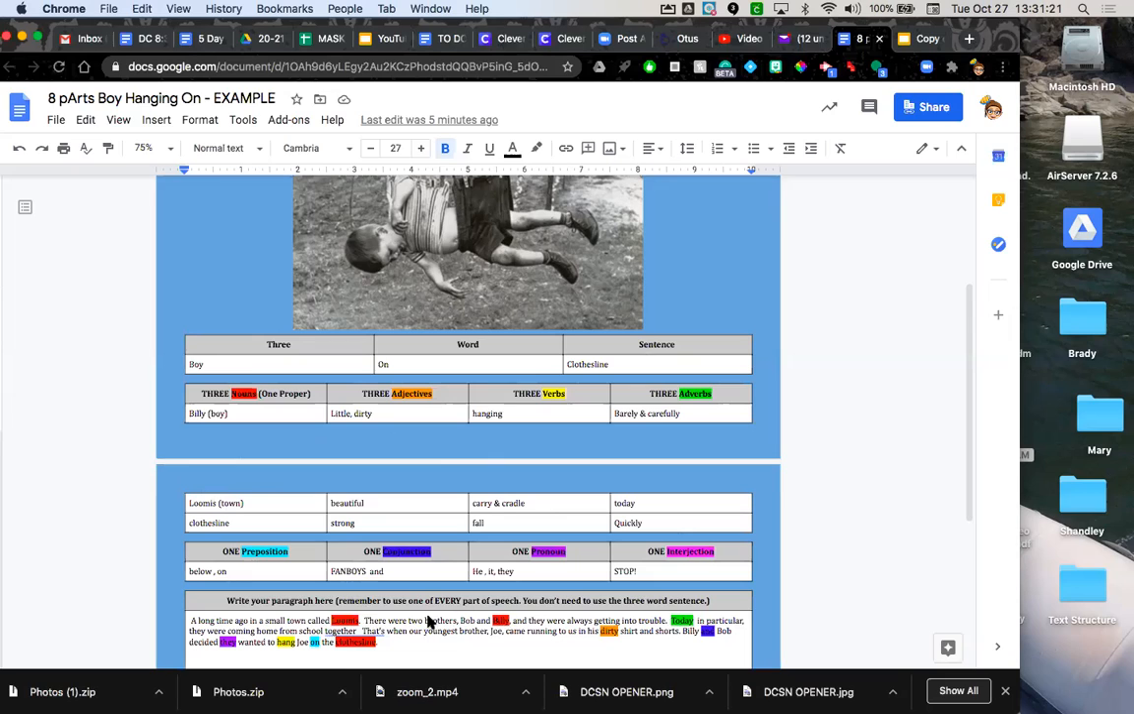So like, let's see, I've got my nouns, I've got my adjectives, I've got my verb, I've got my adverb, I've got my preposition, my conjunction, my pronoun. I just don't have my interjection yet. So I would need to work my interjection into my paragraph. Okay. Spencer.